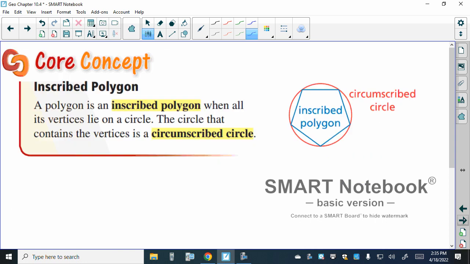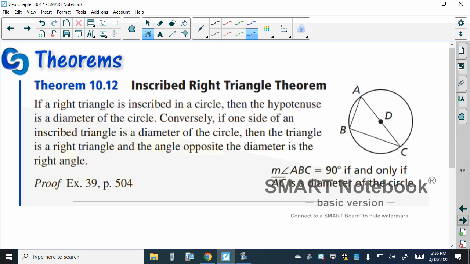All right. Our next term, inscribed polygon. A polygon is inscribed when all of its vertices lie on a circle. The circle that contains the vertices is a circumscribed circle. So we call a figure that has all the vertices on a circle an inscribed polygon. Now specifically, we can talk about an inscribed right triangle. An inscribed right triangle is a triangle whose hypotenuse, whose one side, is the diameter.